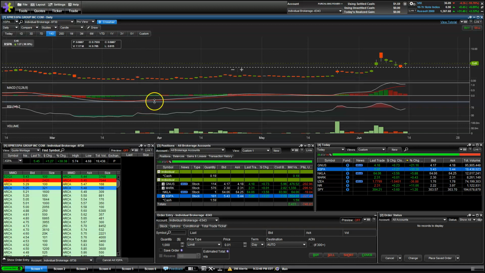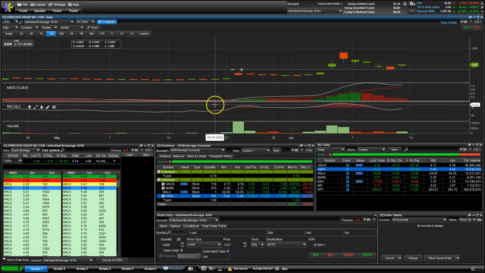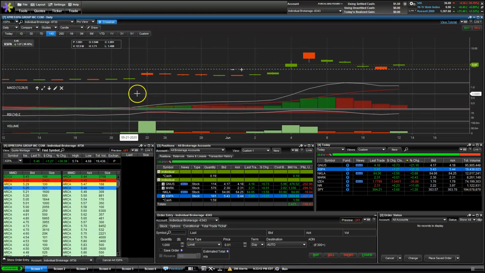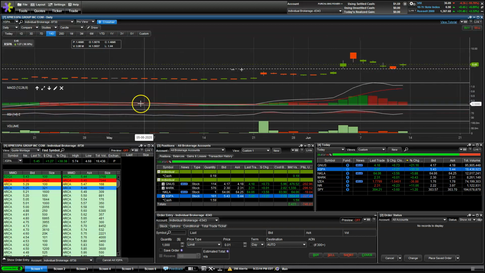What would be the best day for you to get out of this? If this was your indicator to buy, and you're like, okay, I want to get in here because the momentum is still going, when is your indicator to sell? Well, right around here would be a good indicator to sell. I wish this wasn't so close together.